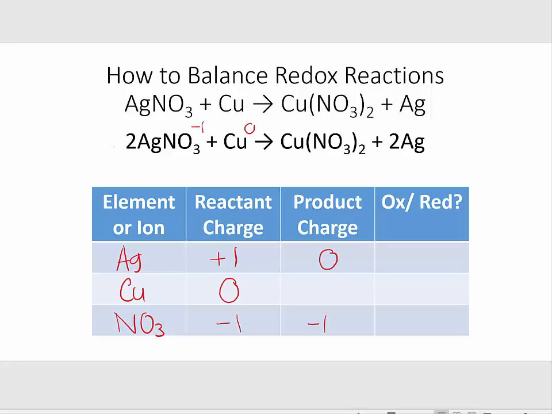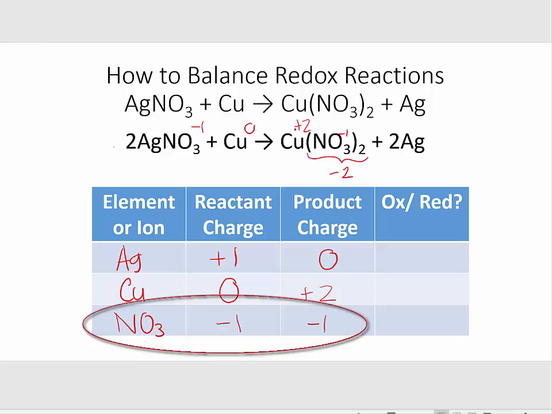And then lastly, copper. What is its charge here? Well, if nitrate is -1, each nitrate's a -1, but there are 2 of them, this whole thing must have a -2 charge. So to cancel that out and make it 0, copper must have a +2 charge. So we can write a +2 here. Now, let's start at nitrate again. Nitrate, did its charge change? No, it did not. So that means it was neither oxidized nor reduced. So I'm just going to put a dash here, saying that it did not change.